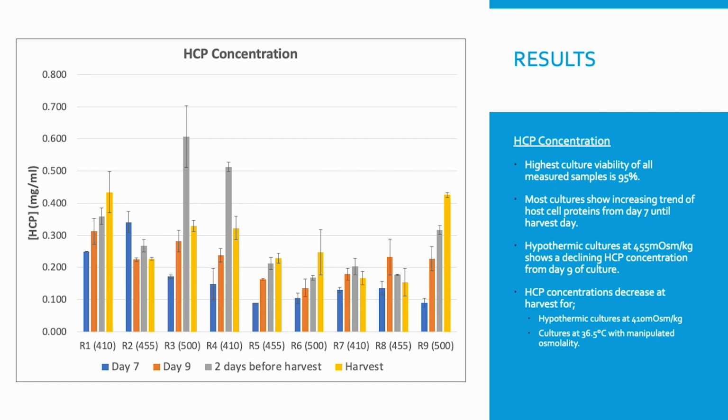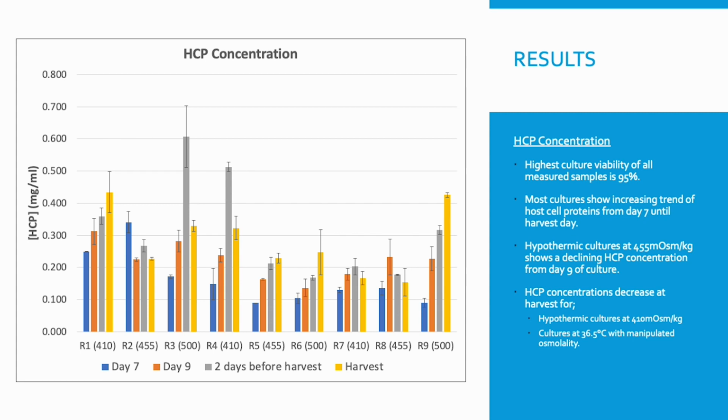For the host cell protein concentration, I decided to measure when the cell culture viability started to drop to 95%, which was typically on day 7. Then, depending on the duration of the cell culture, I measured every other day, 2 days before harvest, and on the day of harvest.